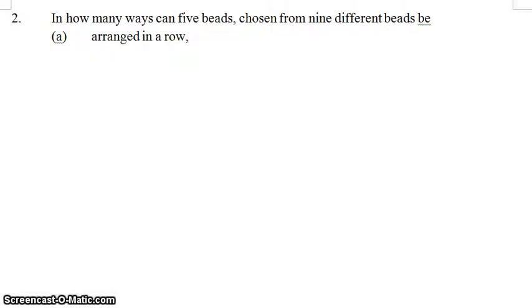This is question 2. In how many ways can 5 beads chosen from 9 different beads be arranged in a row? It's important here to note that the beads are different and therefore distinct. If the beads were all identical, let's say I had 9 white beads, how many ways can I choose 5 beads? Well, I could get 5 white beads, that would be it. But because the beads are different, I now have to choose 5 of them, and there are different ways of doing that. Let's say I want to arrange them in a row.